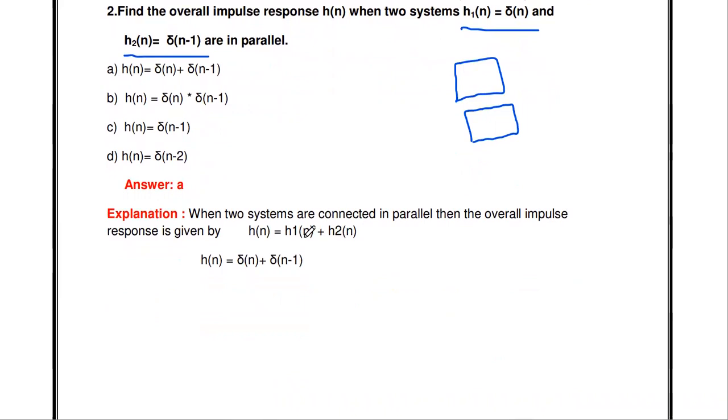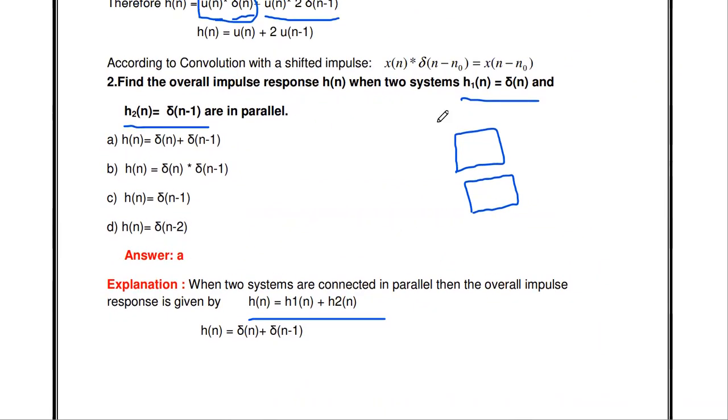So already you know when two systems are connected in parallel, the overall impulse response is an addition of the individual impulse responses. When two or more systems are connected in parallel, the overall impulse response is nothing but the addition of the individual impulse responses. So h of n is nothing but h1 of n plus h2 of n, so del of n plus del of n minus 1. So here you see A is the correct answer.